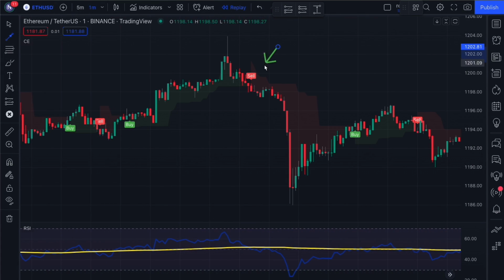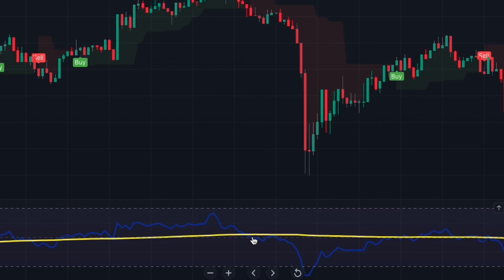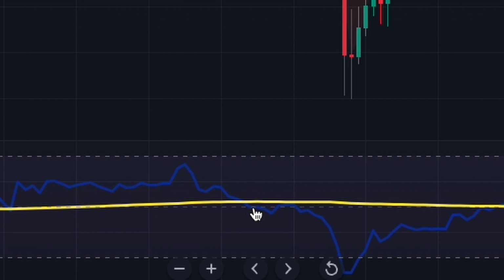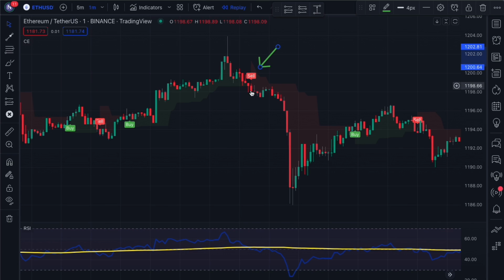Now for short entries, you see the primary indicator has issued a red sell signal. Let's take a look at the RSI to see if it's confirmed. And here you can see the RSI indicator has gone below the MA line at the exact moment the sell signal was issued. Because this is a short trade, this is exactly what we want to see. So this is a validated short entry and we can go ahead and enter the trade.